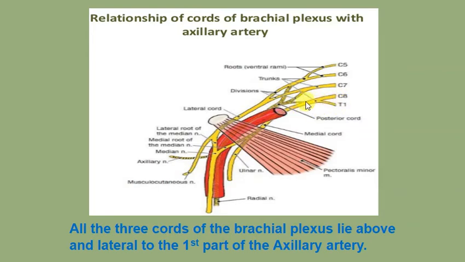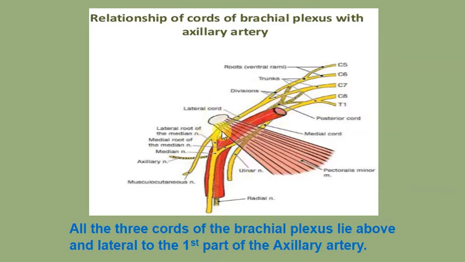From there you can see this joining. All the posterior divisions join to form the posterior cord. Then the two anterior divisions form the lateral cord, and one of these anterior divisions continues itself, and these all join to form the medial cord.